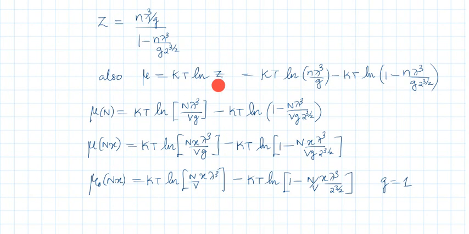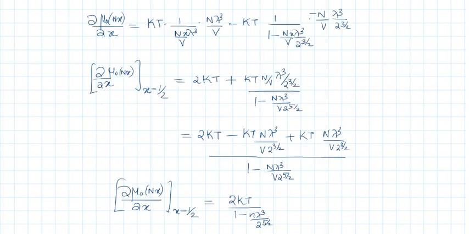μ is kT log z. So, it is kT log nλ³/g minus kT log 1 minus nλ³/g into 2^{3/2}. So, μ of N, capital N, equal to kT log Nλ³/Vg. Replace this small n with the capital N by V, minus kT log 1 minus Nλ³/Vg into 2^{3/2}. So, μ of n_x, replace all the n with the n_x. μ0 of n_x, replace all the g with 1. Spinless system, μ0 of n_x, replace all the g with 1. So, it is kT log n_x λ³/V minus kT log 1 minus (N/V) x λ³ by 2^{3/2}.